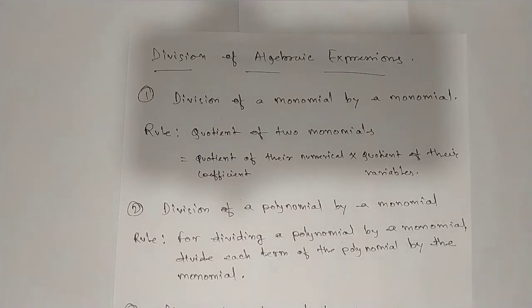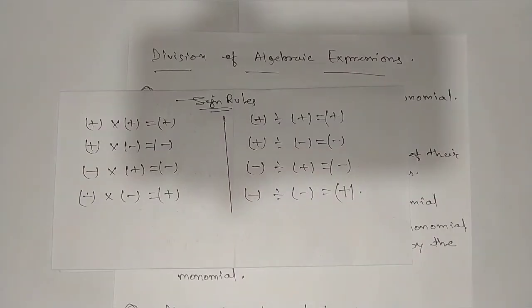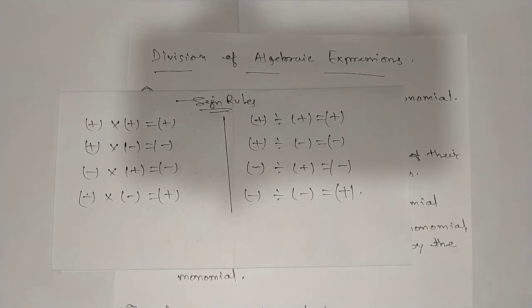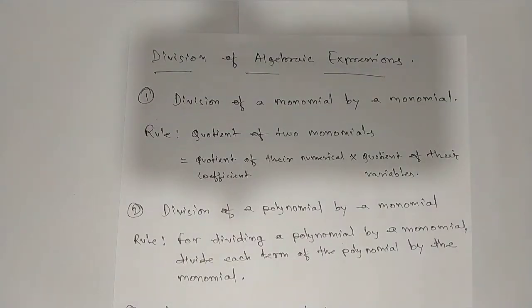Before starting, let's recapitulate the sign rule. We are already familiar with the sign rule of multiplication, and you can see here the sign rule of division. Plus plus will give you plus, plus minus gives you minus, minus plus gives you minus, and minus minus gives you plus. This will be generally applicable for monomial by monomial and polynomial by monomial. Not only in these, in the third also we will apply it. So one by one we are going to see here.